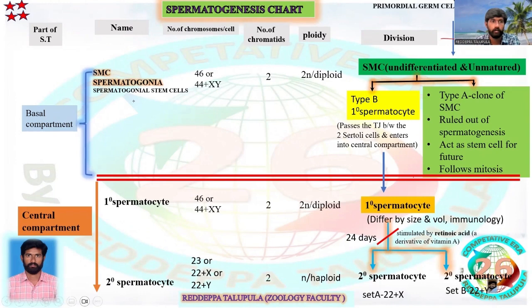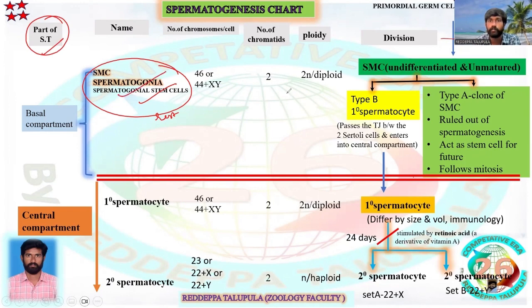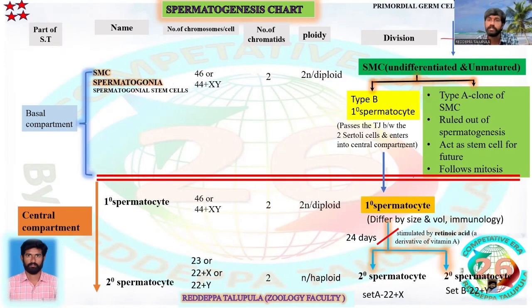See, the questions may be: spermatogonia rested in which part of the seminiferous tubule? One type of question: spermatogonia consists of which ploidy, or number of chromosomes, or number of chromatids per chromosome? Or spermatogonia will be developed into which type of cells? These type of questions will be asked. And meiotic division will cause the production of which type of cells, or meiotic 1 will cause which type of cells? These are the questions that will arise from this topic. So if you are thorough with this chart, then surely you can answer those things.